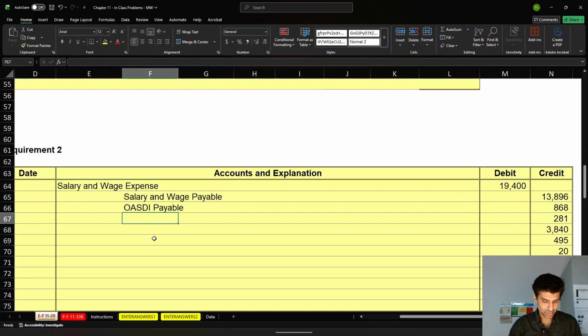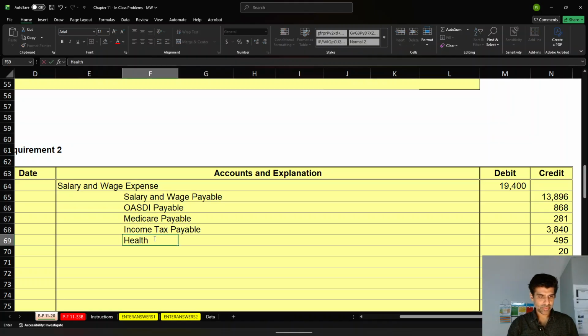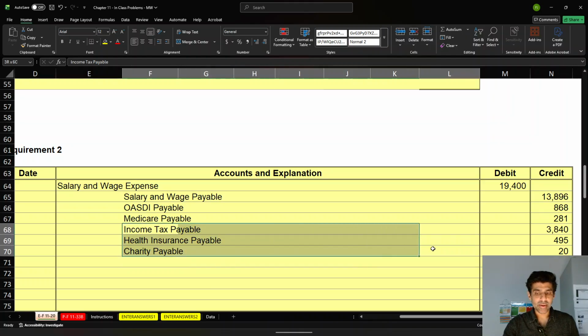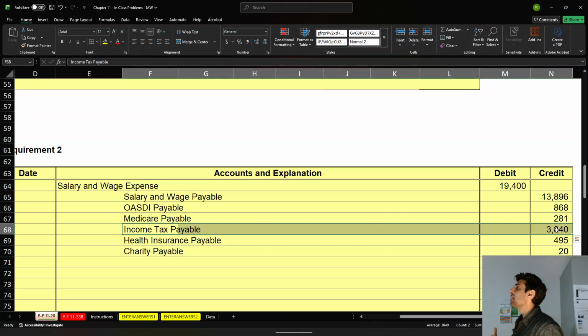So this is Medicare payable. This is income tax payable. This is health insurance, and this is charity. And again, let's not be confused here. This is not my business's income tax, because there will also be a tax expense for my business on its income. This is the income tax payable that the employee owes the IRS. So make sure you're very explicitly clear about that in your head.